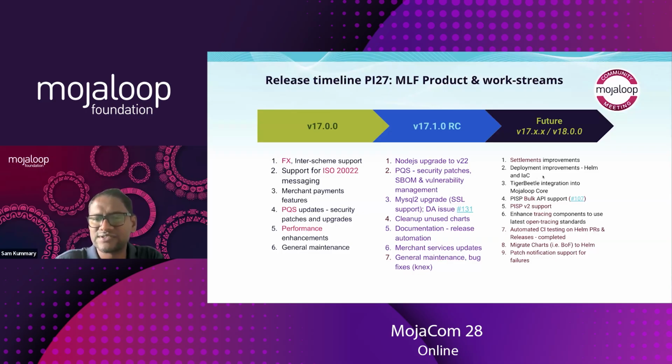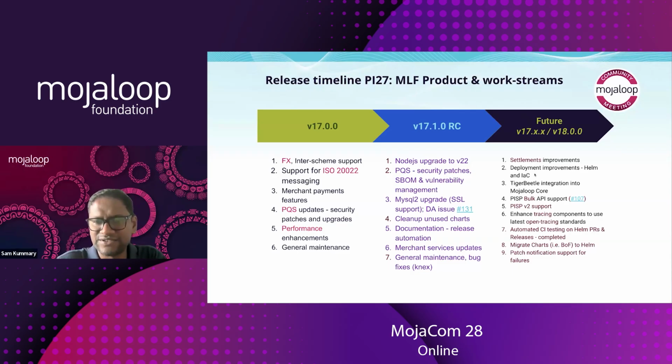Another area of focus starting this week and into the next PI would be deployment improvements. Helm deployment, for example, using Helm for deploying not just the Mojaloop core and backend dependencies, but others on top of that as well, such as finance portal, monitoring, and related aspects of the Mojaloop platform.